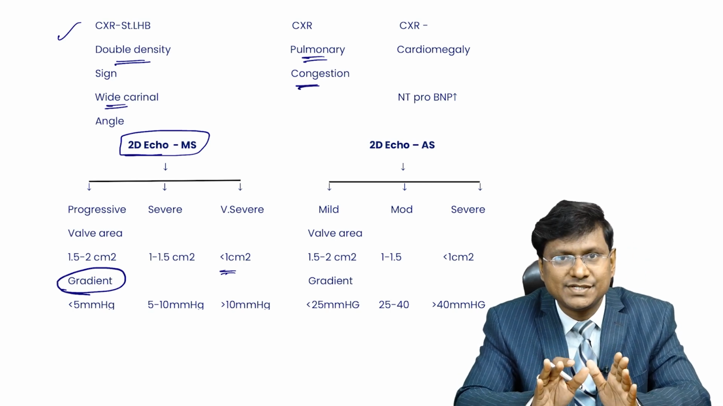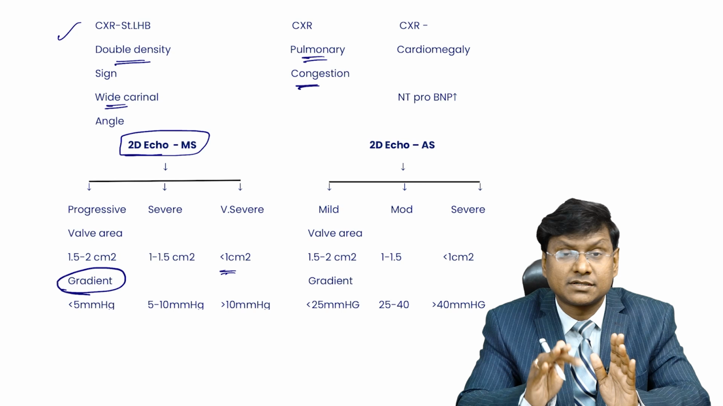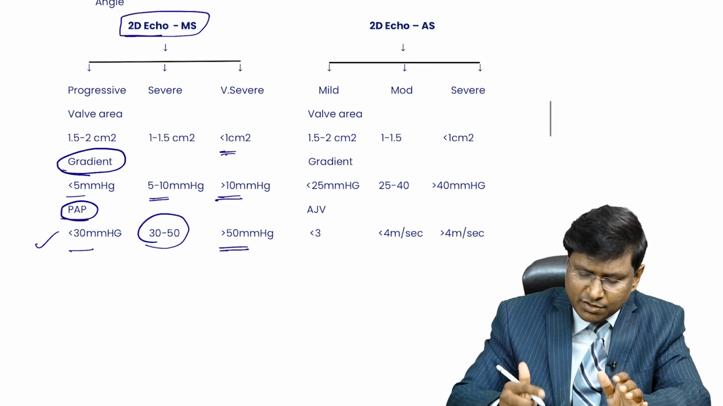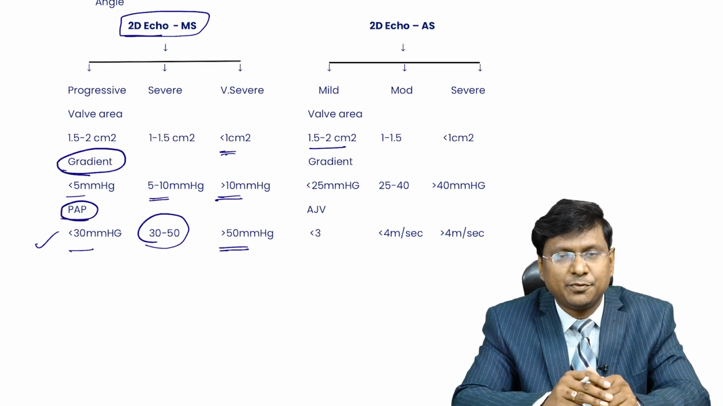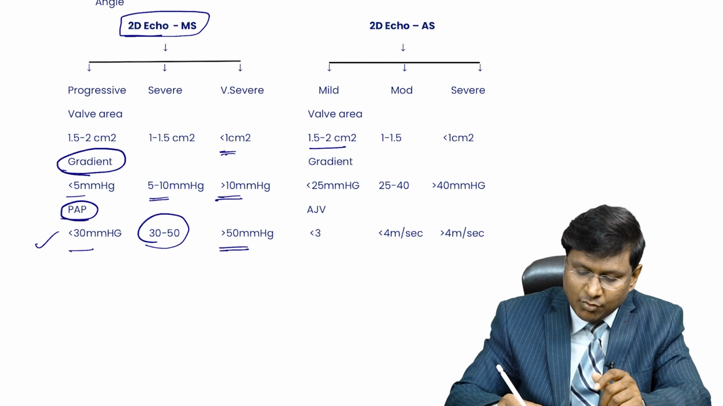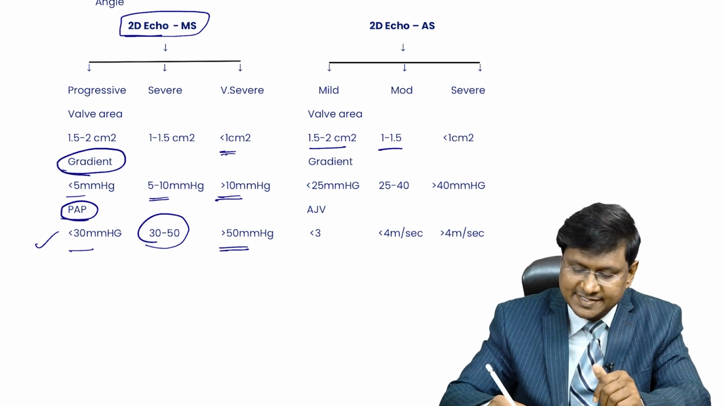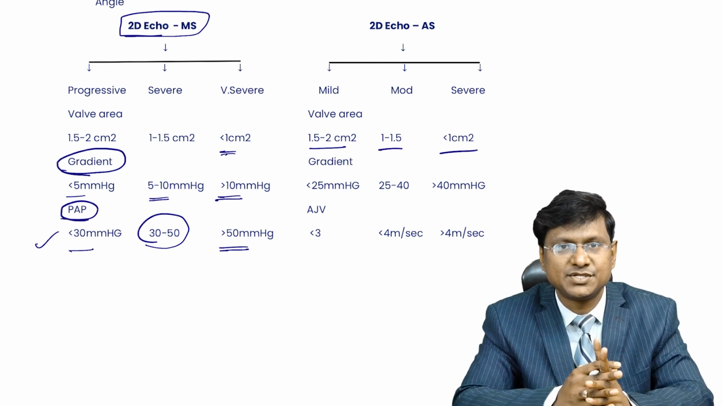And in case of AS, you will be able to decide the severity as mild, moderate, or severe. So in case of mild AS, the valve area is 1.5 to 2 centimeters square, whereas in moderate, it is 1 to 1.5, whereas in severe, it is less than 1 centimeter square.